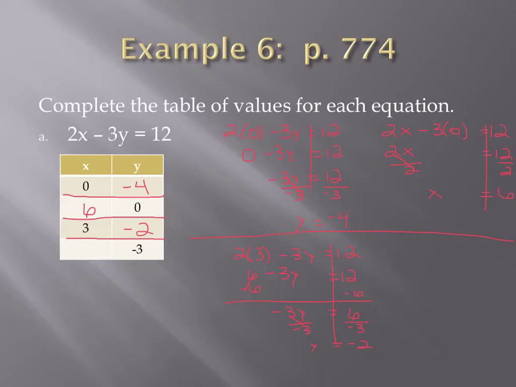And then one more. This time we have y is equal to negative 3, and we're finding x. So 2x minus 3 times negative 3 equals 12. That's going to be 2x plus 9, because negative 3 times negative 3 is positive, equals 12. Subtract 9. It's going to be 3. So divide by 2, and we get x equals 3 halves.